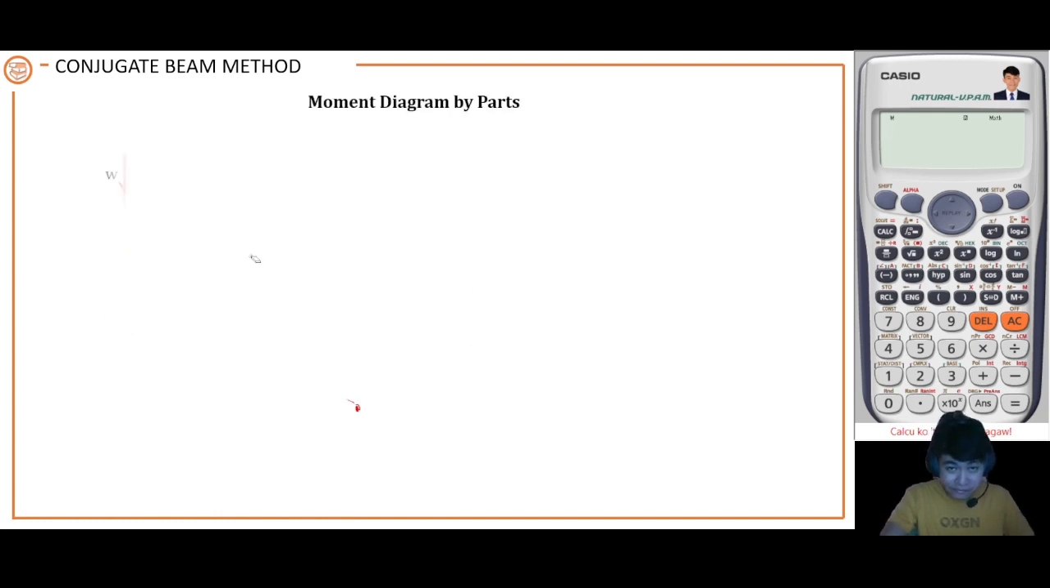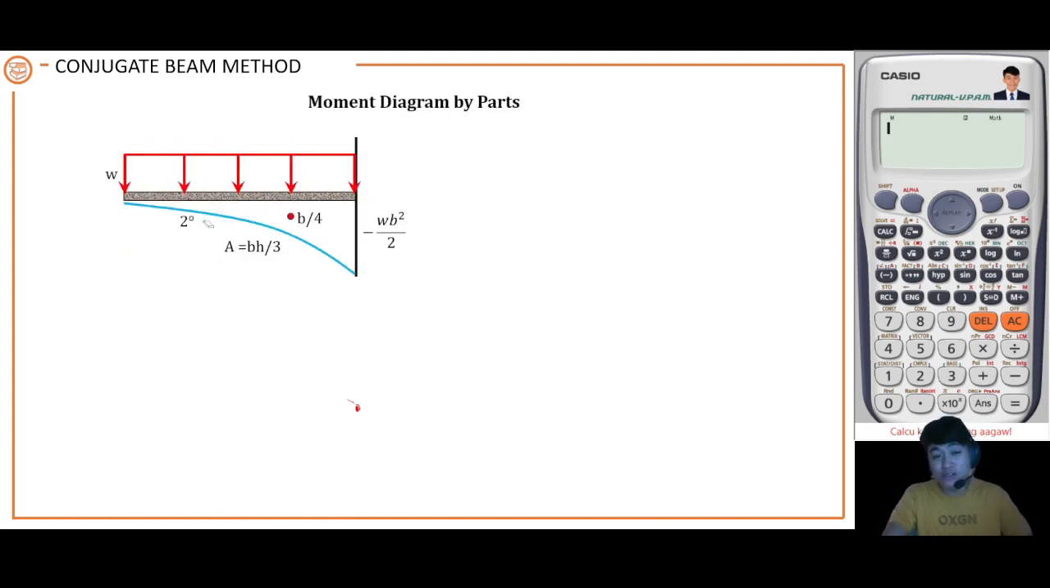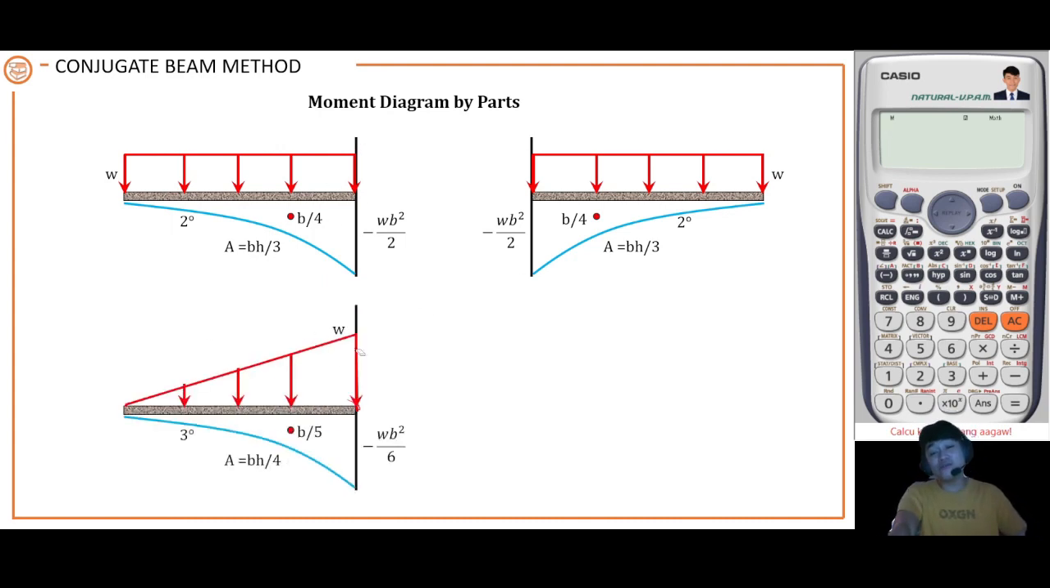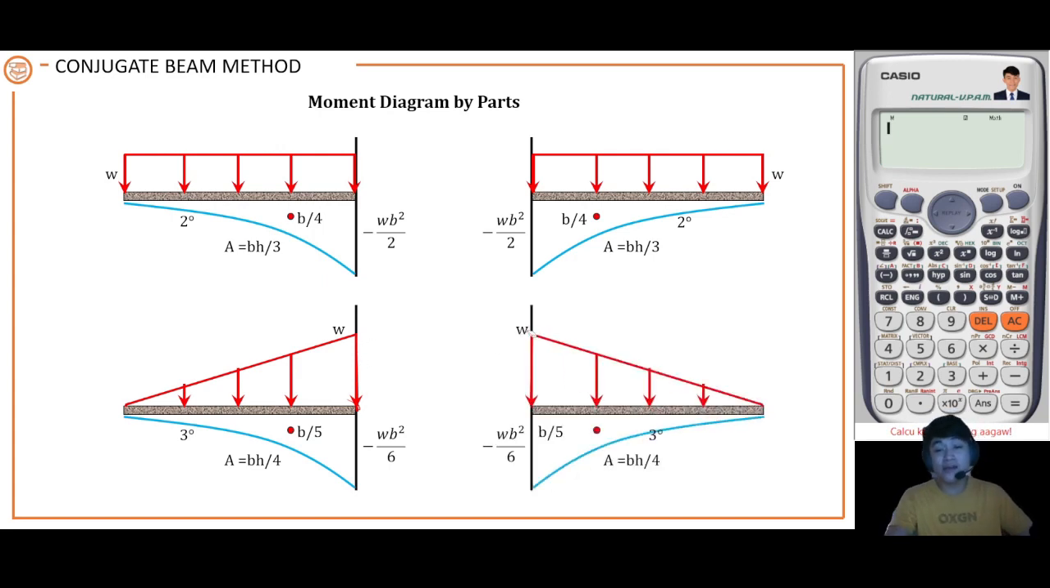For a uniformly distributed load, that is a second degree curve with an area of one third base times height, and another the same on the other side of your reference point. Anyway, this is your reference point. Now, if you have a triangular load, make sure that you create a reference point at the location of the highest intensity of your load.